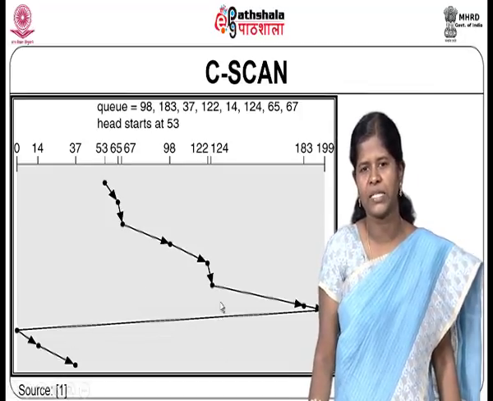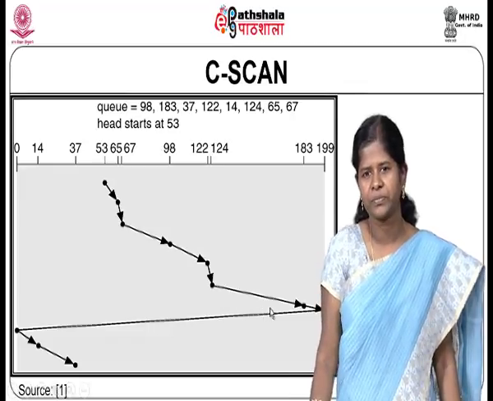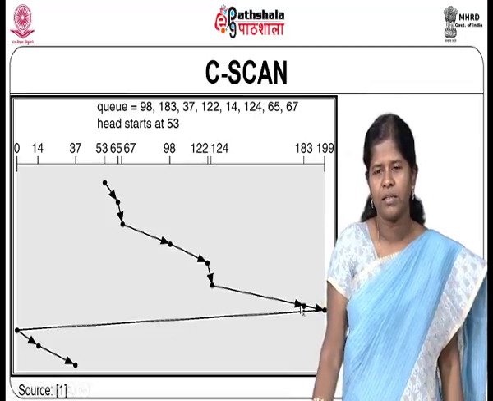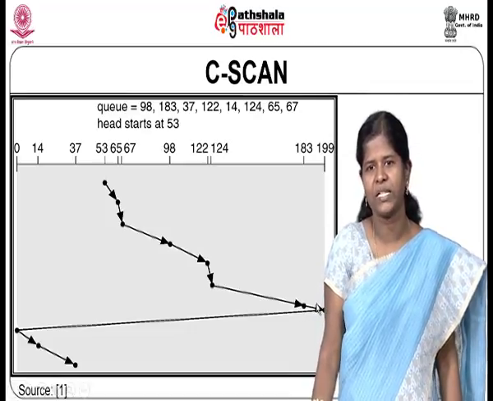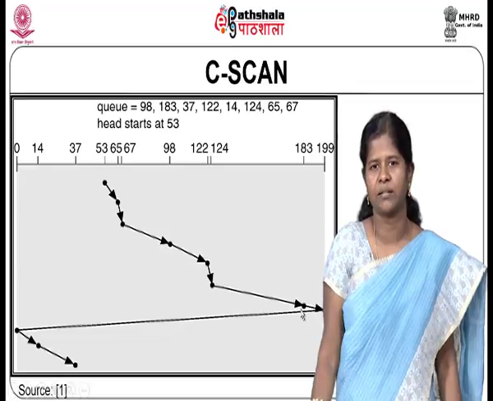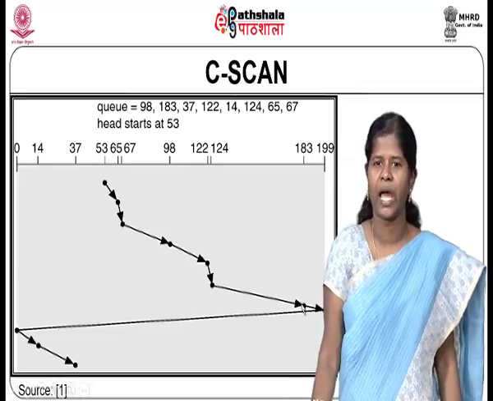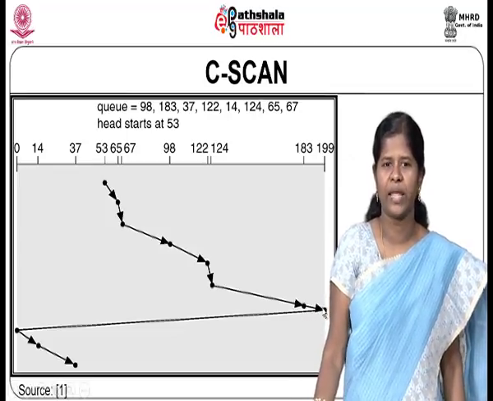But the problem here is that you can see that from 193 the head moves till 199, but there are no requests here. There are requests only till 183, but still because it has to move to the other end of the disk, it just moves to the other end of the disk.